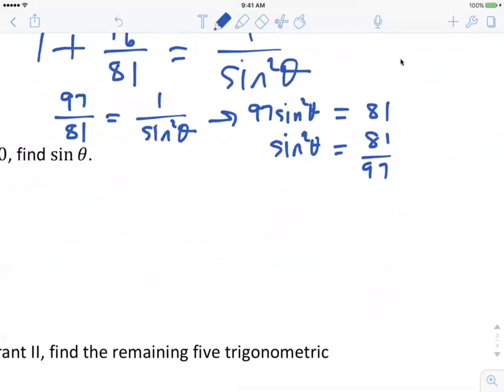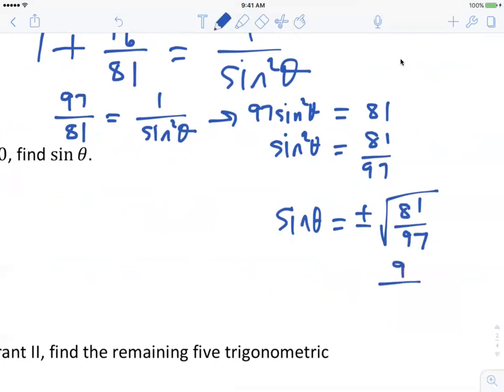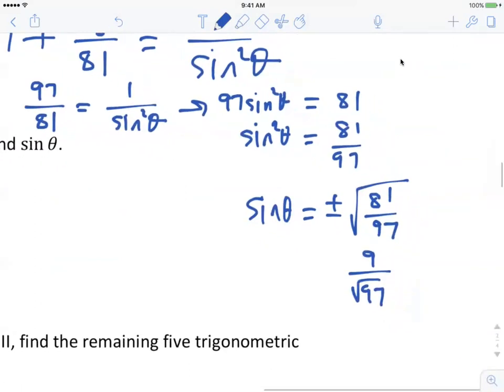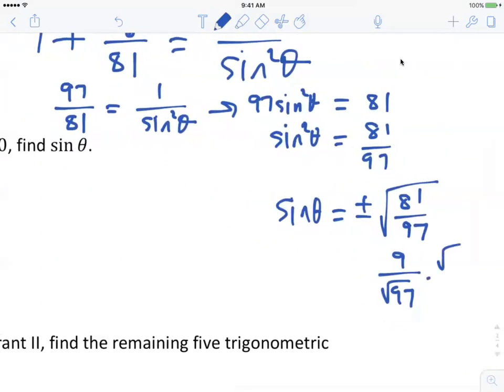And then finally, to get sine theta, I have to square root both sides. So that's going to be plus or minus the square root of 81 over 97. Whew. Okay, fun, right? Now I can clean that up even, because the square root of 81 is 9. So this is 9 over the square root of 97, and then I would rationalize. So multiply square root of 97 over square root of 97. So I got 9 root 97 over 97.